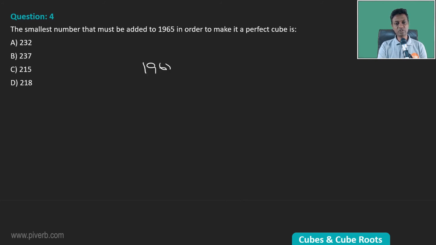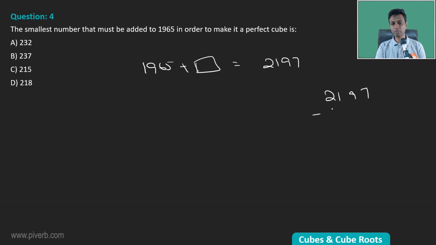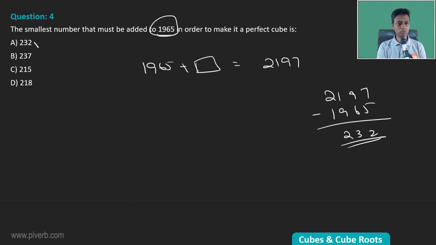So 1965 plus something should become 2197. How do we find that something? 2197 minus 1965, which is 232. The smallest number that can be added to this to give a perfect cube is 232.